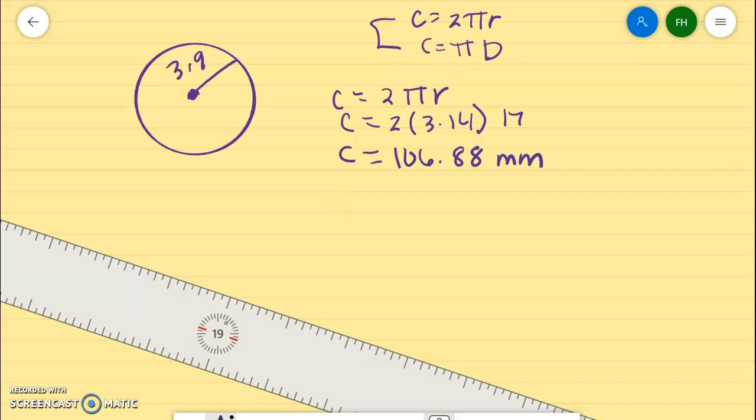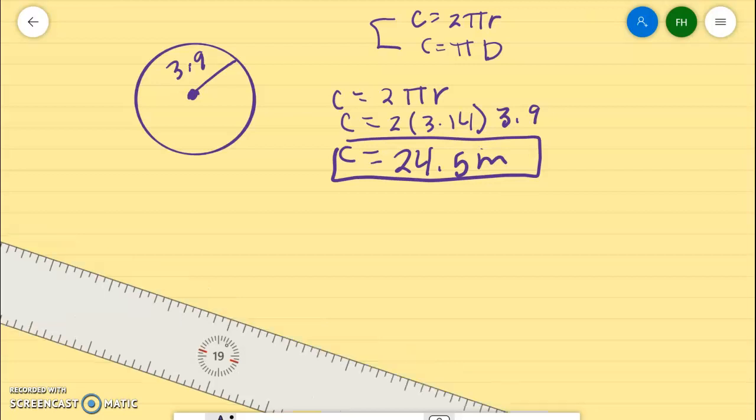Okay, for the next one, we have 3.9. So you would work it the same way because it's the radius. So we would just change r and we would make it 3.9. So we would do 2 times 3.14 times 3.9, and that is 24.5, and I forgot the unit. It is meters.